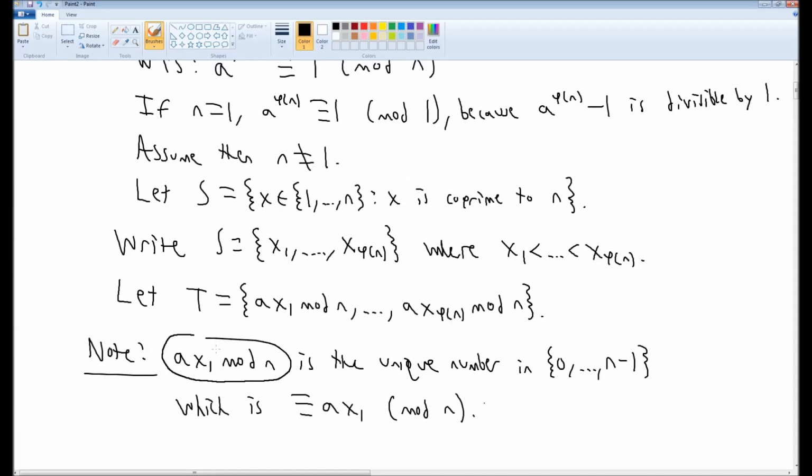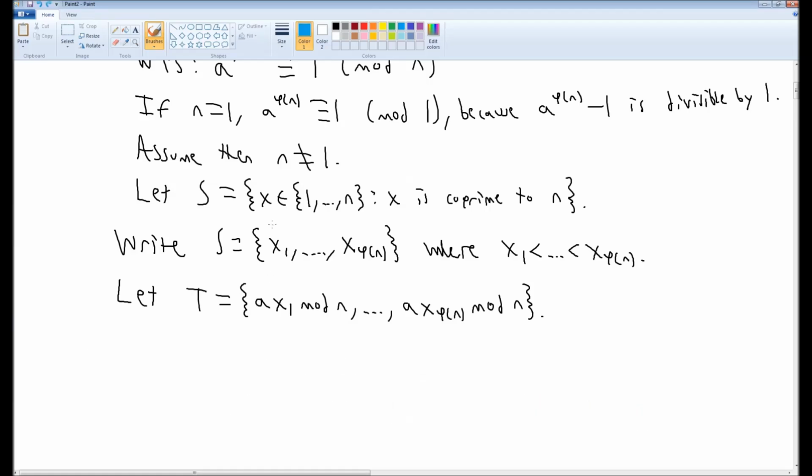This notation, ax1 mod n without parentheses, means the unique number between 0 and n minus 1 which is congruent to ax1 modulo n. For example, 72 mod 60 is just 12. Why? Because 12 and 72 are congruent to each other modulo 60, and 12 is between 0 and 59. There are infinitely many things congruent to this, mod 60, but when you write it without parentheses, that means the unique answer between 0 and 59, okay?